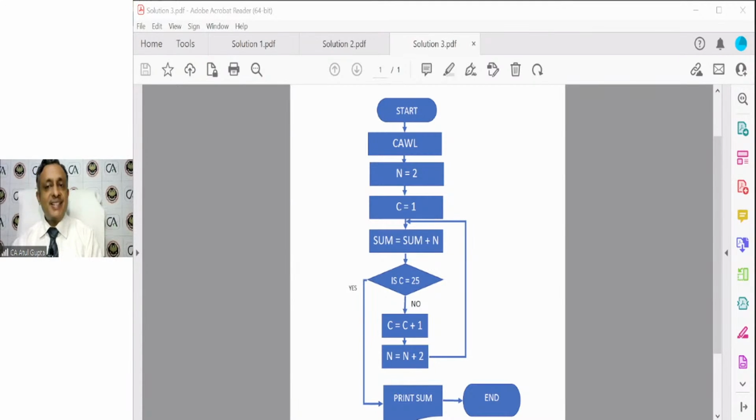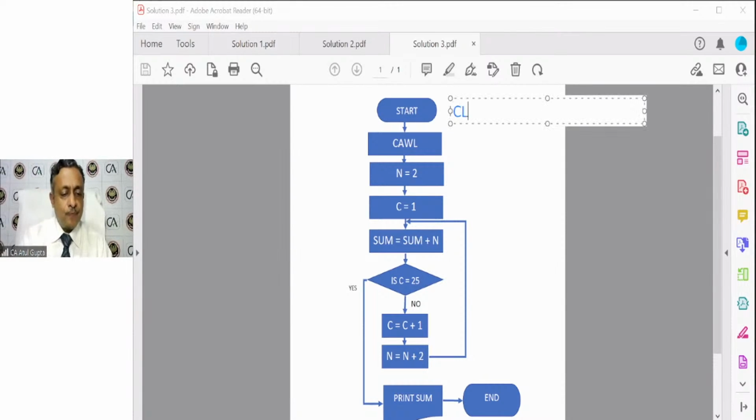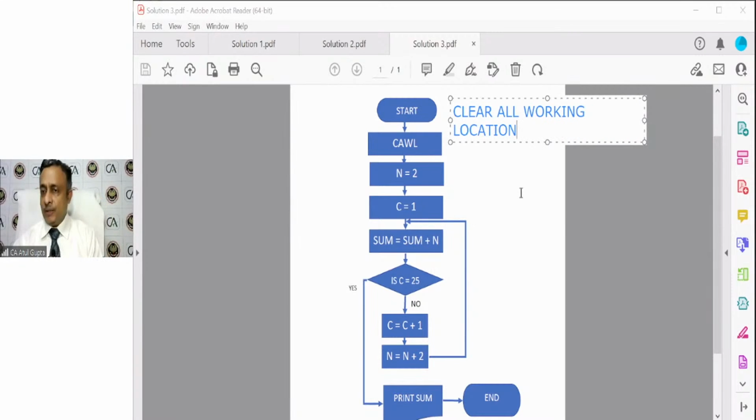Yeah, Harshit, CAWL is clear all working location. I'll just type it again. So please, in your exam, write it fully. Clear all working location. That is CAWL. Then I asked the value of sum. So you have all said correctly, 0.